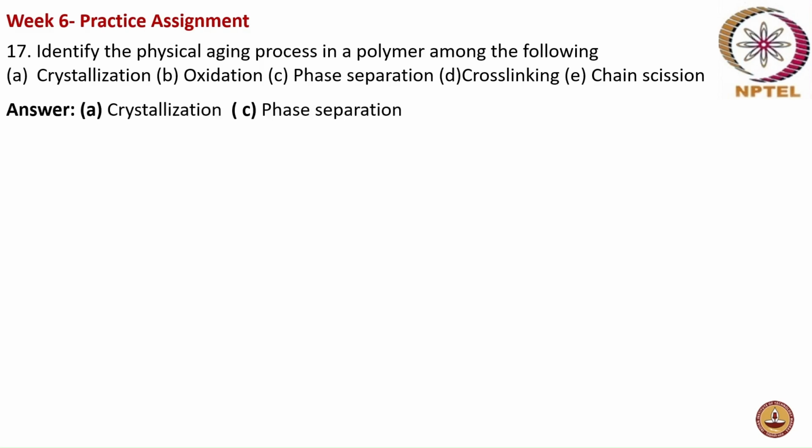Okay. It's actually crystallization and phase separation only. Those two are only physical processes. Whereas oxidation, there is a chemical reaction happening with oxygen. Cross-linking also, with some material, there is a chemical reaction happening. Chain scission, there is a breakage of chain. So there is a bond breakage, so that also involves a chemical reaction. The other two, bonds form; here the bond breaks. So all the other three are chemical aging processes. Only crystallization and phase separation are physical aging processes. There is no reaction or anything involved.